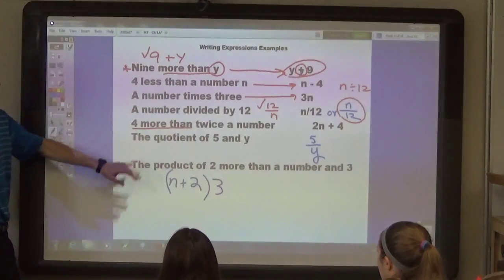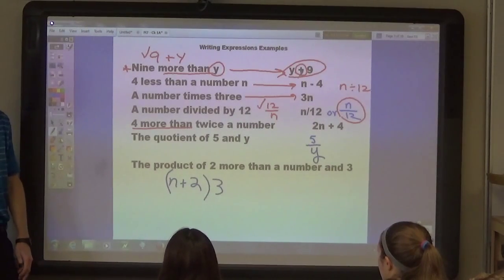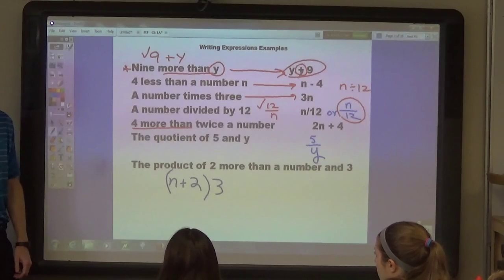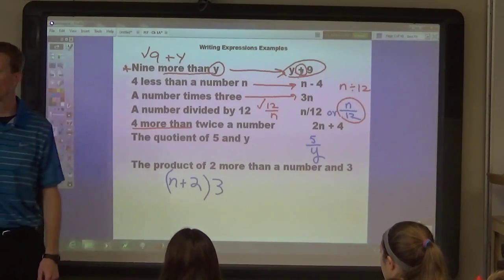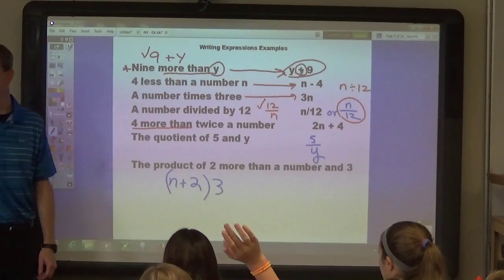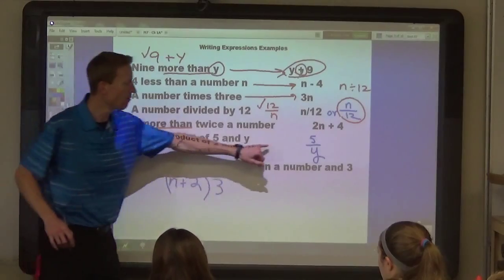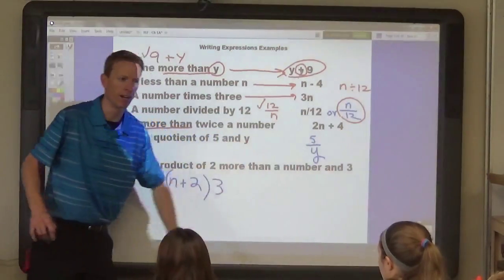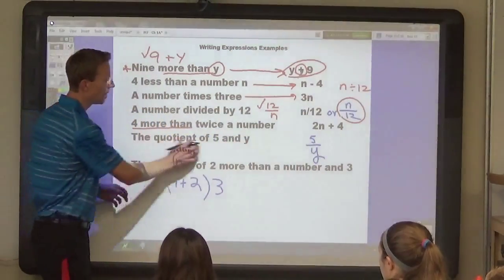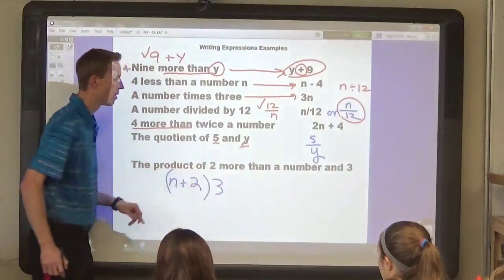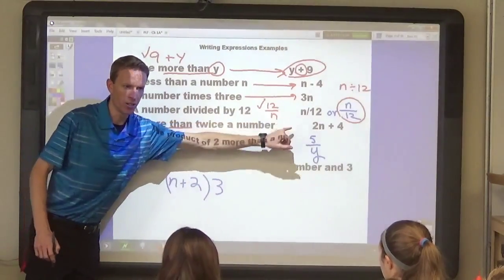The quotient of 5 and y. What does the quotient mean? Quotient refers to which operation, Merlin? Division, yep. So the quotient of 5 and y. 5 divided by y. And when they give you this, this order tells you what order you're starting with.